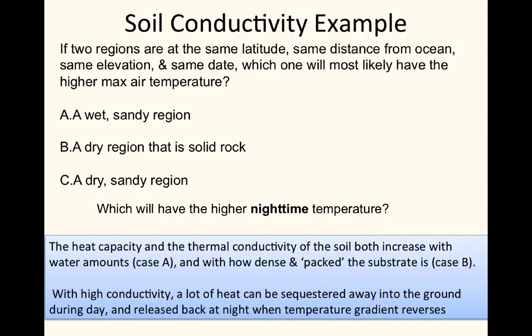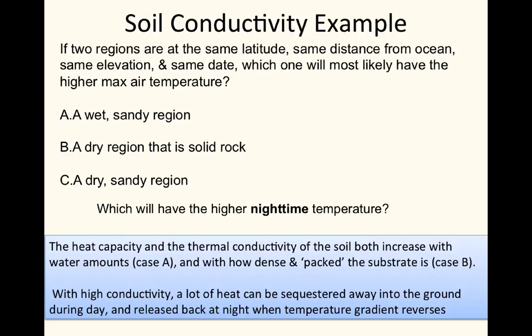So if you add more water, like case A, you could expect a lot more energy to go into the soil, and it takes more energy to change the temperature, so you probably expect a lower maximum air temperature here compared to drier regions. Now between the dry region that's solid rock and the dry sandy region, solid rock is more conductive, which means that it can transfer some energy to the deeper ground, which the dry sandy region cannot because the loosely packed sand grains are not very thermally conductive.